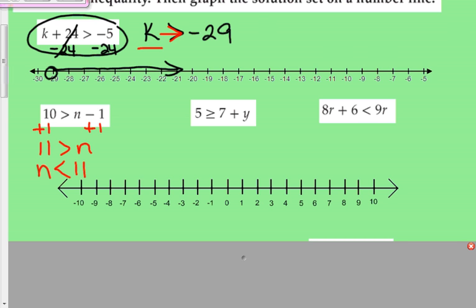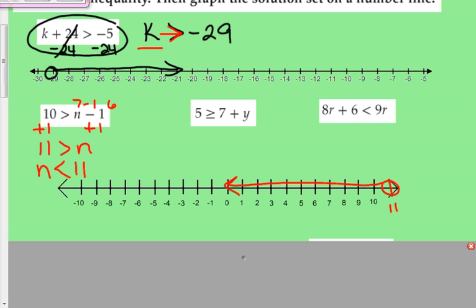So we go find 11 on our number line. We'll put a hollow circle, and we will be going to the left this time with an arrow to show any number less than 11 would make this statement true. And you can test that. You can check it. You can say, okay, 7's less than 11. What's 7 minus 1? Oh, 7 minus 1 is 6. Is 10 greater than 6? Yeah. So that's a way to check it.